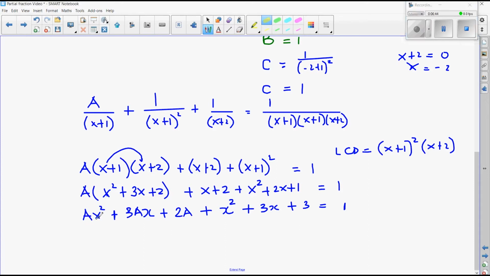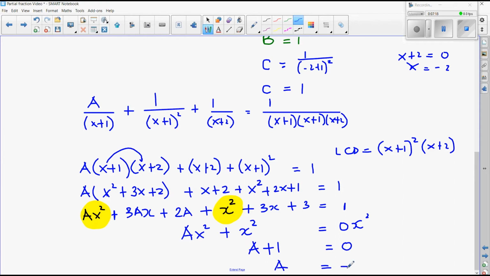So I have ax squared. Let's just highlight it. I have ax squared, I have x squared, and on the right-hand side I have no x squared. So I'm going to write this as an equation. ax squared plus 1x squared will equal 0x squared, because I have no x squareds on the right-hand side. If I remove the x squareds, I can see that a plus 1 equals 0, so the value of a is negative 1.